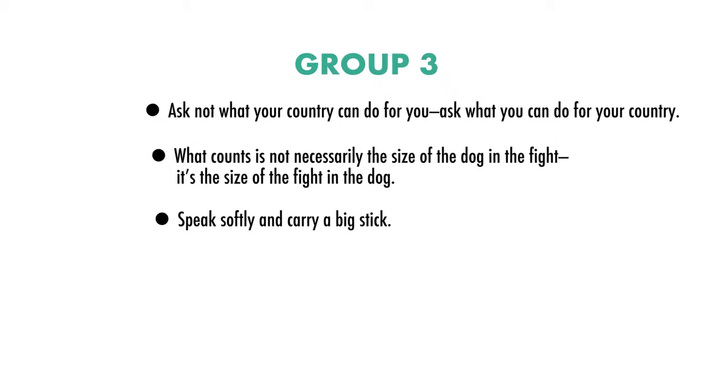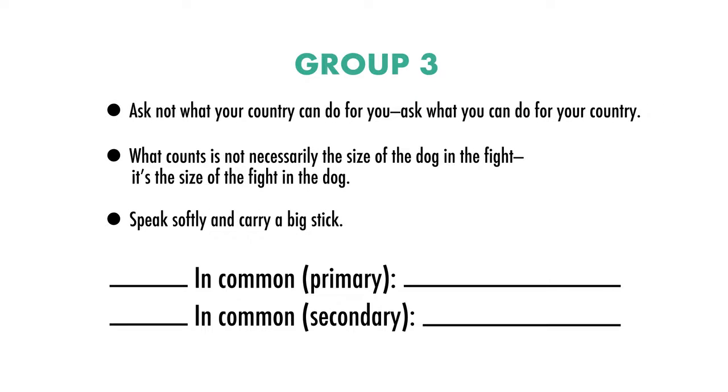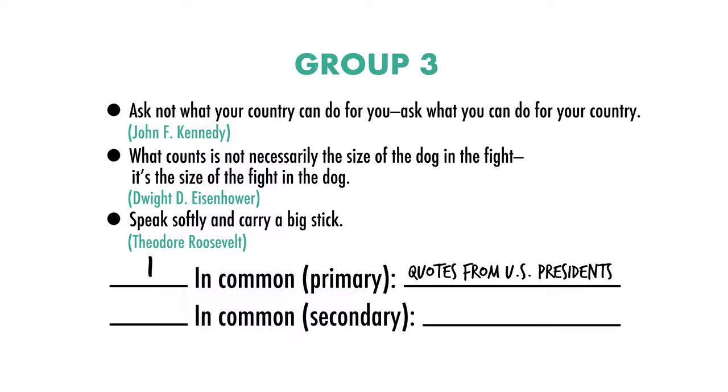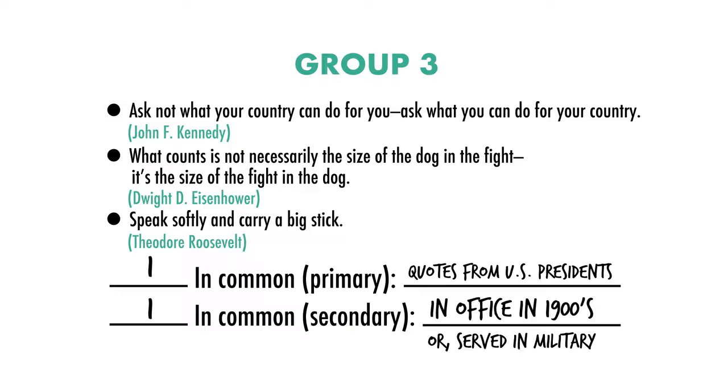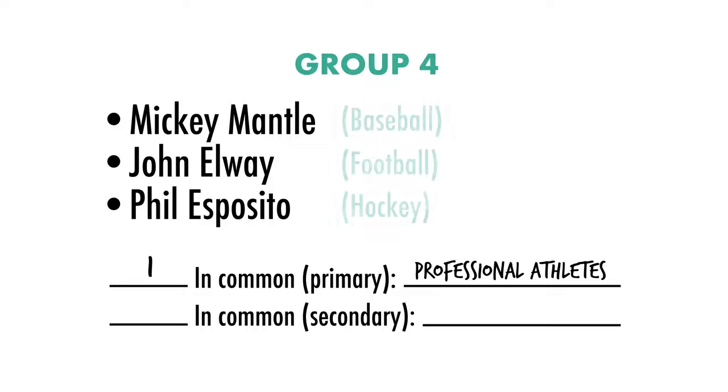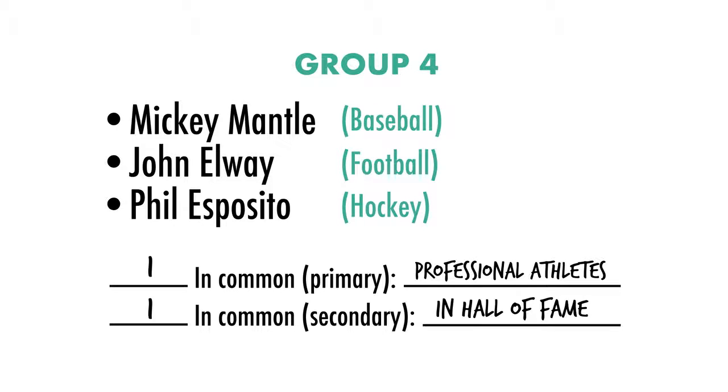Number 3, to get your first point, you would write that these are all quotes from US presidents. But in addition to that, and for another point, you would have written that these presidents were in office in the 1900s. But also, you could have written that these 3 presidents all served in the military. For number 4, the primary thing is that these were all professional athletes. The other thing they have in common is they are all in the Hall of Fame associated with their sport. But you could have also scored a point by knowing that they all wore the number 7.